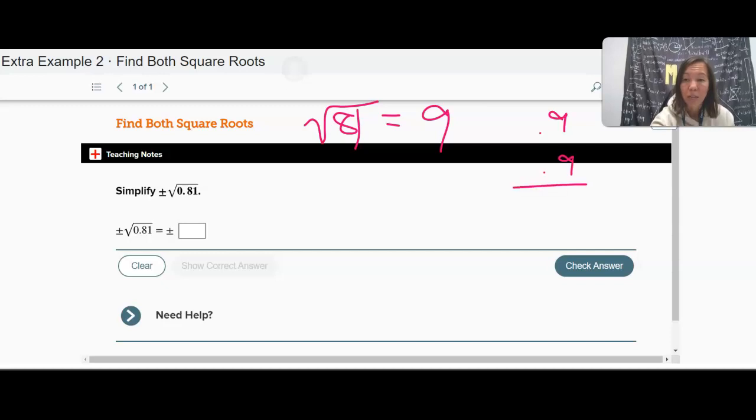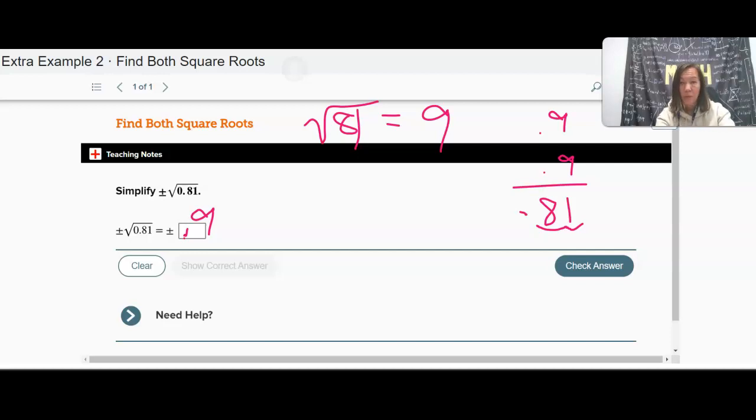0.9 times 0.9. 9 times 9 is 81. There's 2 decimals in our problem. So we would move our decimal over 2 places to get 0.81. So 0.9 would be our square root of 0.81 here.